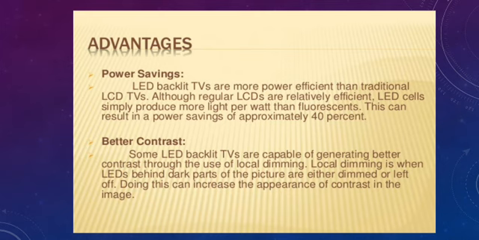Okay, and now better contrast. Some LED backlit TVs are capable of generating better contrast through the use of local dimming. Local dimming is when the LEDs behind dark parts of the picture are either dimmed or left off. Doing this can increase the appearance of contrast in the image.